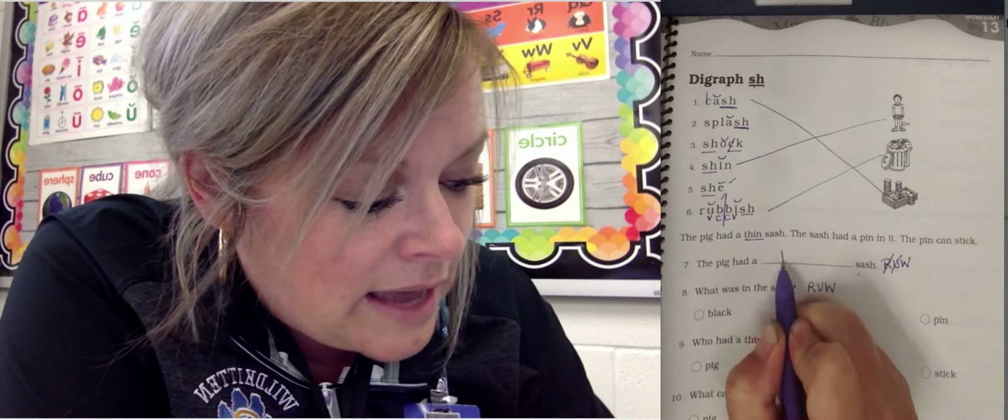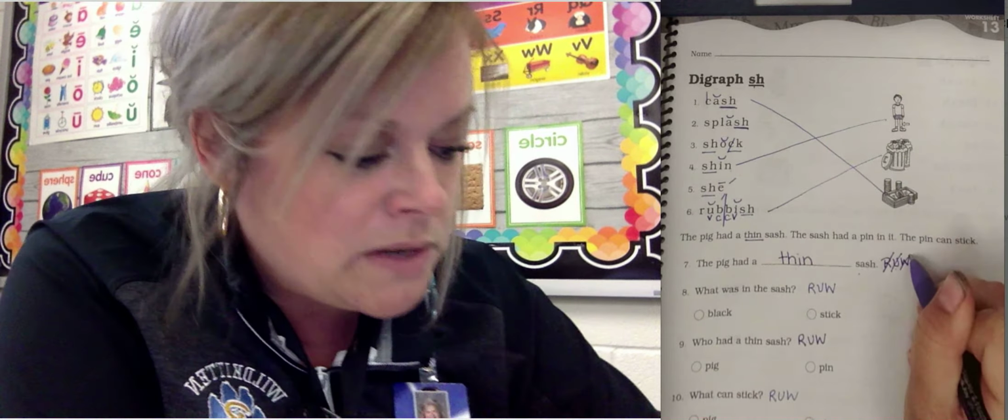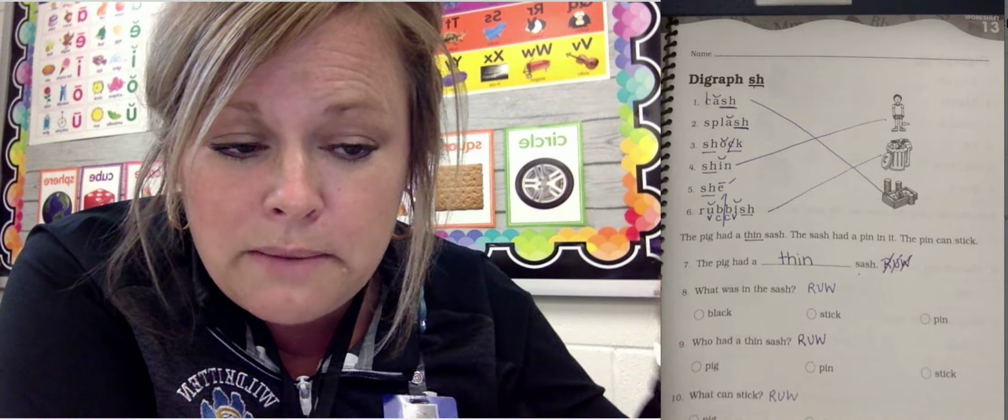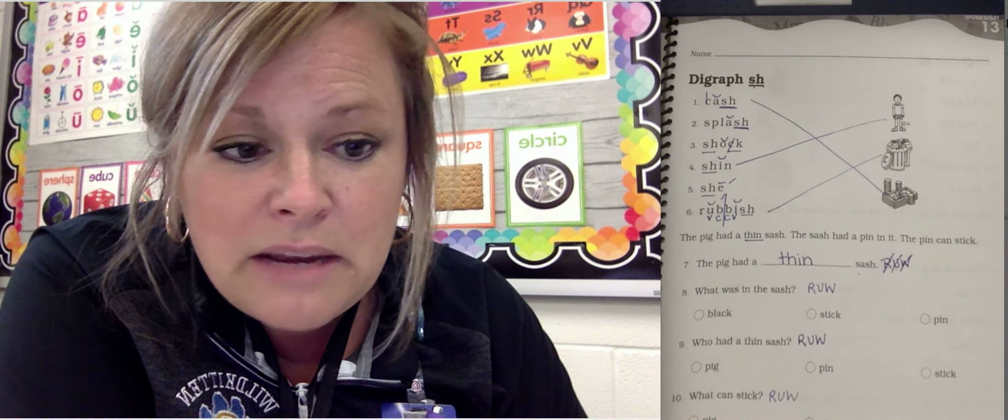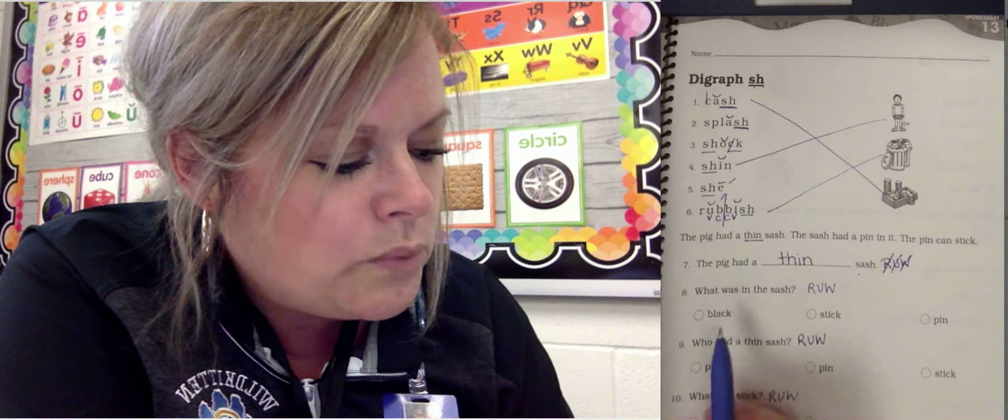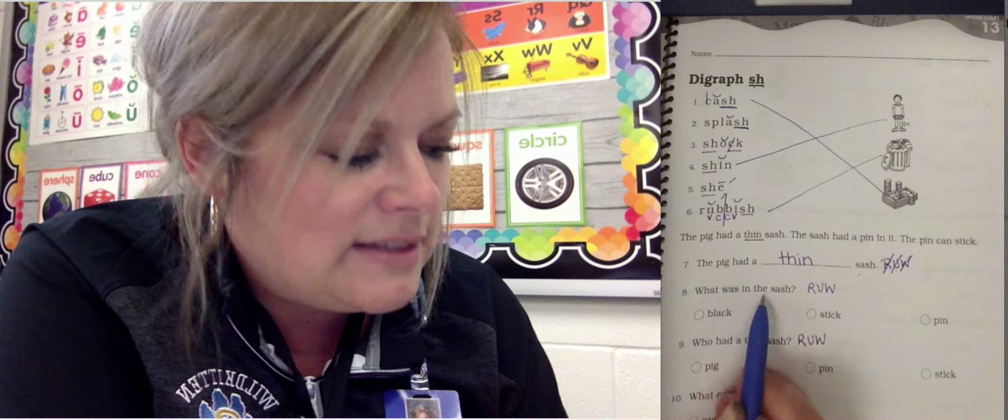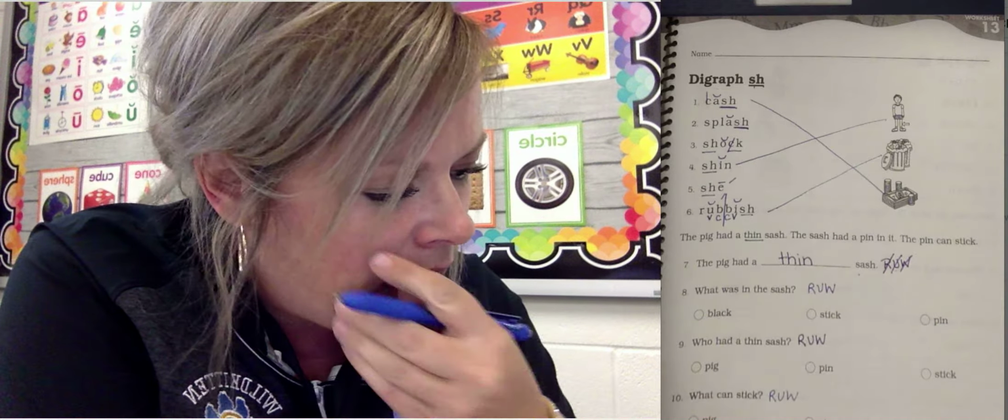Thin, T-H-I-N, thin. Then I can cross out my W, and I know I've completed all of the important steps. Number 8, read, underline, write. Don't forget our checklist. Number 8 says, what was in the sash? What was in the sash?